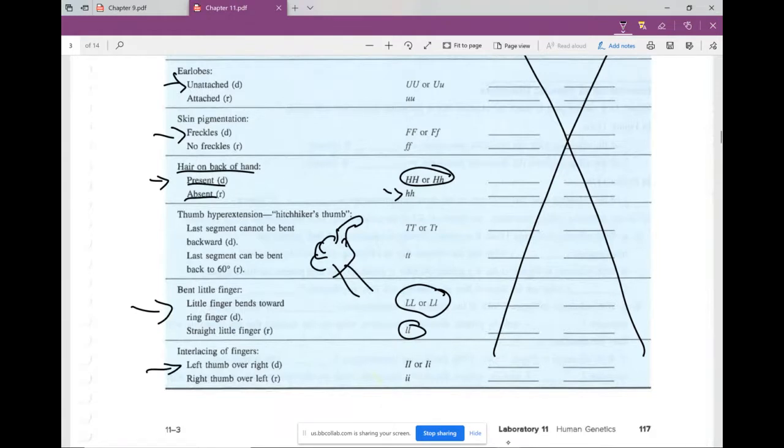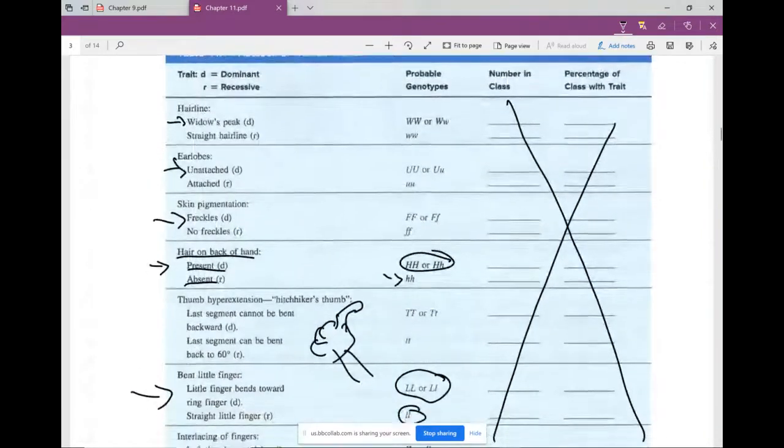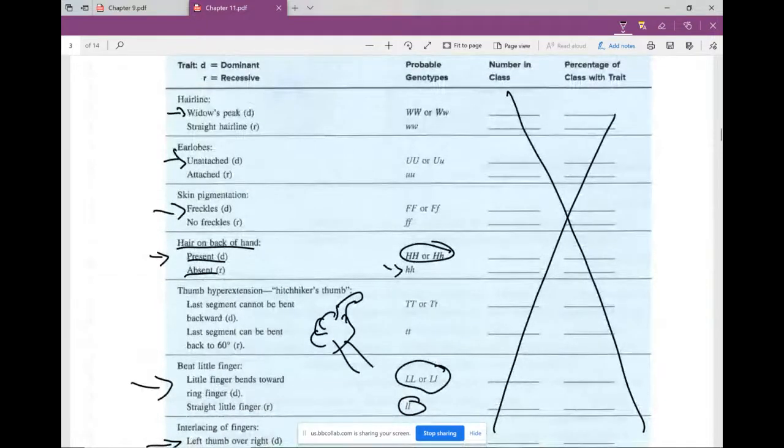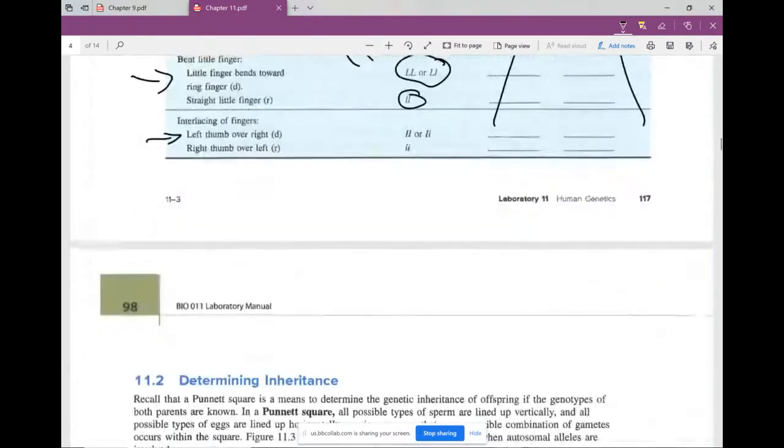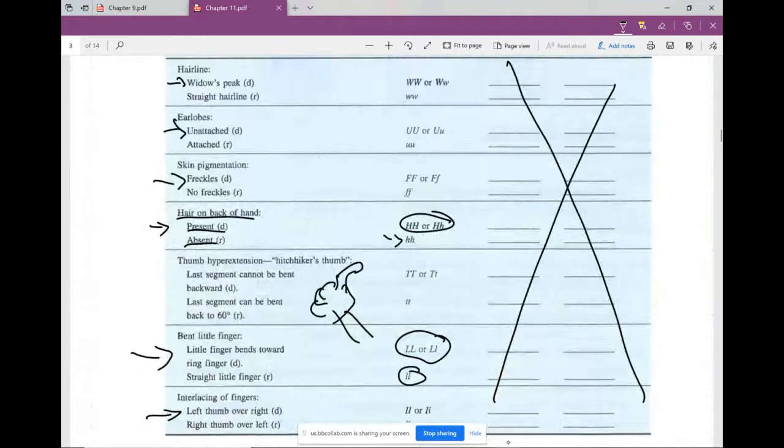And interestingly enough, interlacing your fingers. When you cross your hands, put your fingers and interlace them with each other, which thumb lies comfortably for you on top of the other thumb? Is it going to be the right or the left thumb? All right, so we don't have to do this, but you guys can read through this and see what you have. Remember, hitchhiker's thumb is something that's really bent backwards.